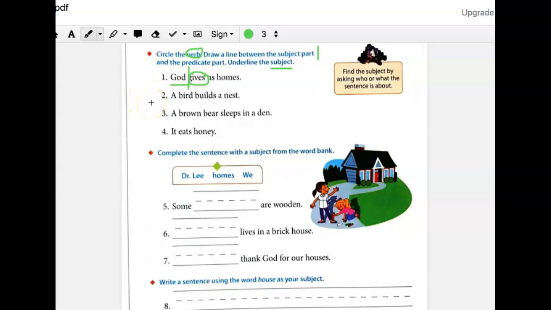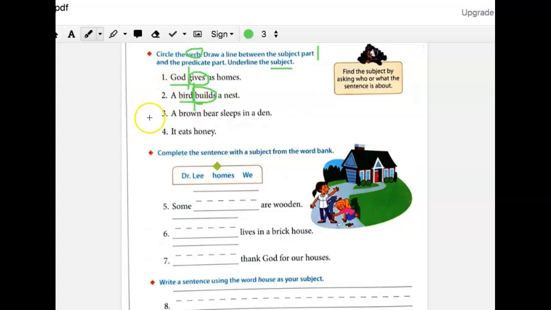Number 2, a bird builds a nest. What is the verb in this sentence? The verb is builds. Builds is an action verb. Then where can we draw the line to split between the subject part and the predicate part? We can split between the word bird and builds. Then what is the subject in the subject part, a bird? The word a, or letter A, is an article. So that means the subject is bird. So a bird is the subject part, but the word bird is the subject of this subject part.